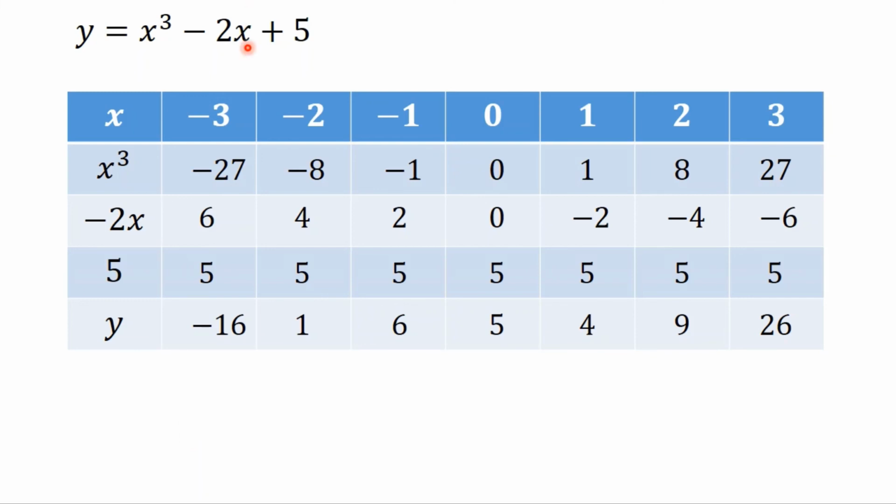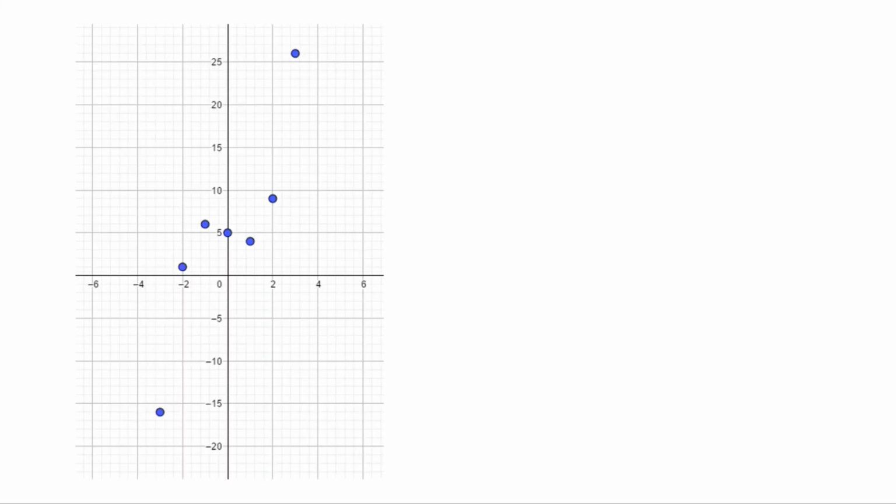Okay, so if I plot these coordinates, and to make it very clear, I'm plotting the coordinate negative 3, negative 16. I'm plotting the coordinate negative 2, 1. Because that's the xy bit, that's the important part. I'm going to plot those coordinates. This is what I get.